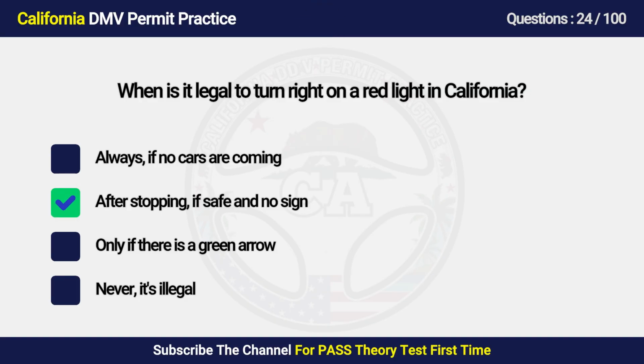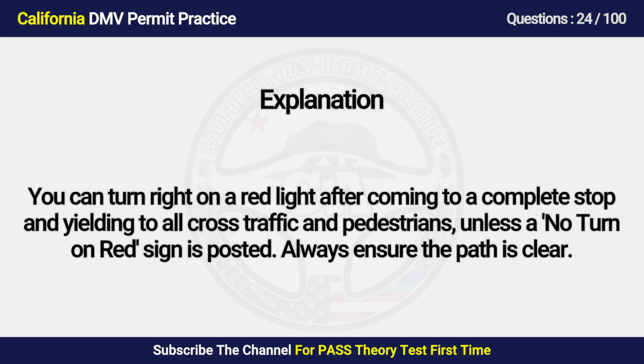Answer is B. After stopping, if safe and no sign. You can turn right on a red light after coming to a complete stop and yielding to all cross traffic and pedestrians, unless a no turn on red sign is posted. Always ensure the path is clear.